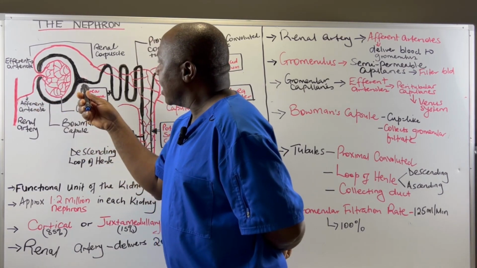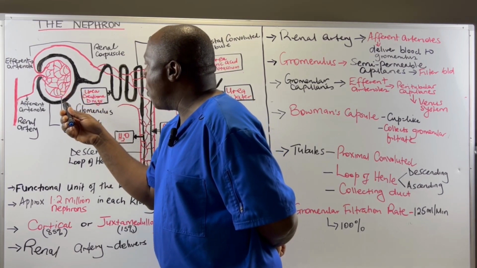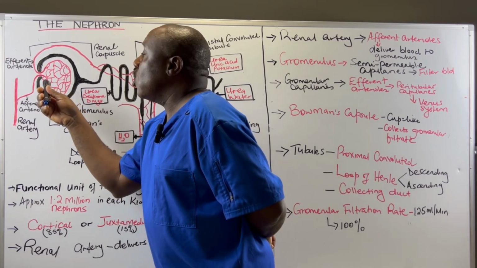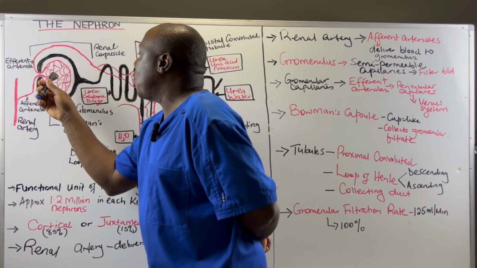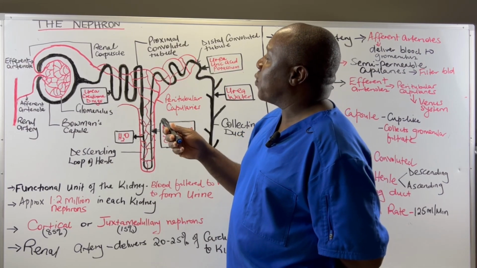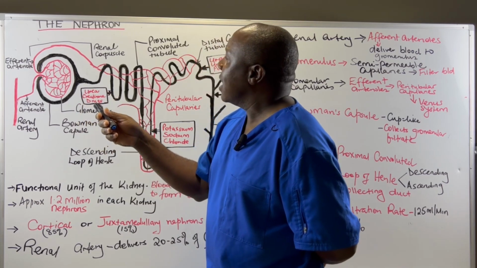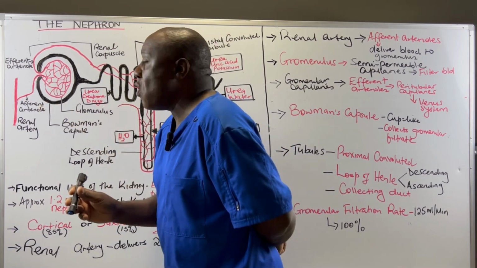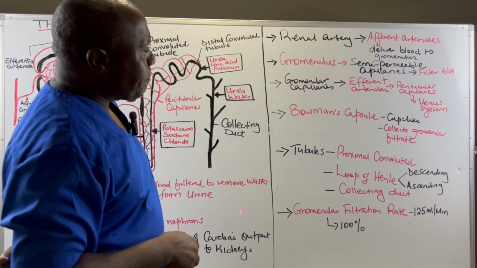So the glomerulus is located inside the Bowman's capsule, and this space is known as the Bowman's space. Once filtration has taken place, the glomerular filtrate collects in this space in the Bowman's capsule before it begins to flow into this particular tubular section of the nephron. So this is the renal corpuscle, made up of the glomerulus and the Bowman's capsule, and there is this Bowman's space that performs the work of collecting the glomerular filtrate after it has been filtered.